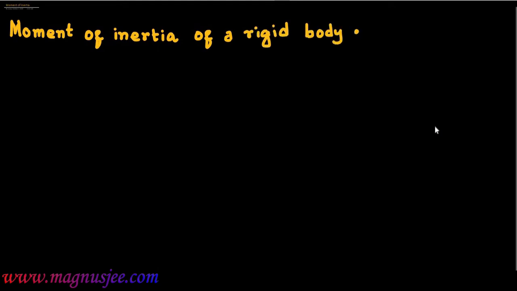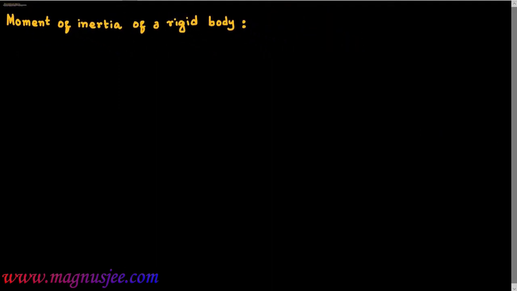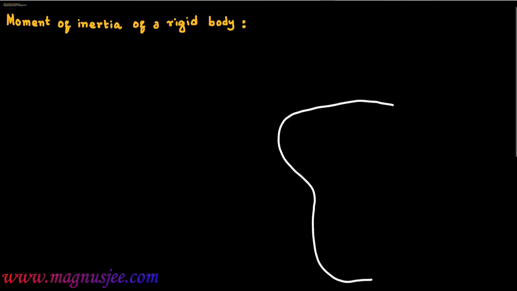Moment of inertia of a rigid body. In the diagram we can draw a rigid body. This is a rigid body.